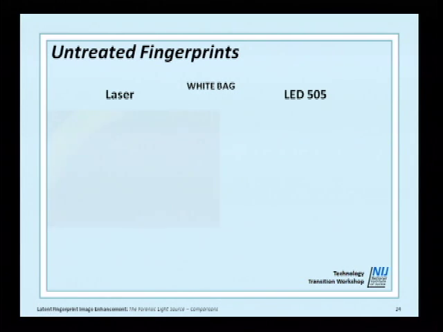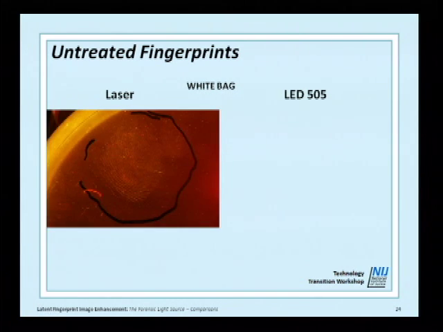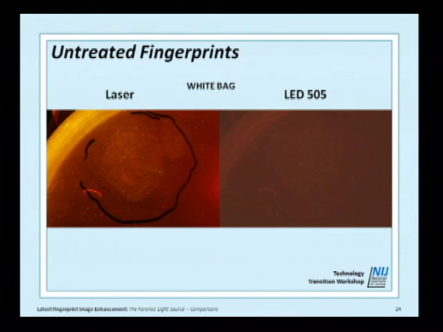Untreated fingerprints. You should be able to see some ridge detail on the left and nothing on the right. And that is one of the difficulties with untreated prints that we develop through inherent fluorescence. Which laser is that? That's not coherent, is that? Yep, it's coherent. That's the coherent laser.